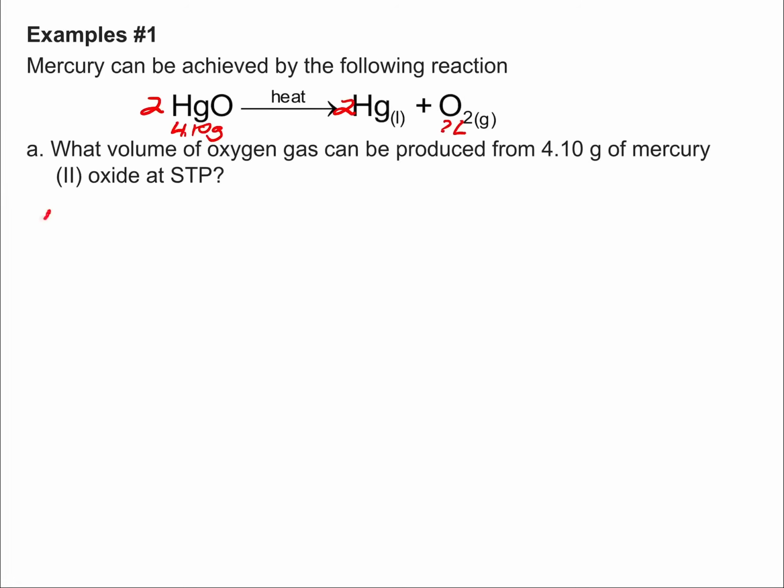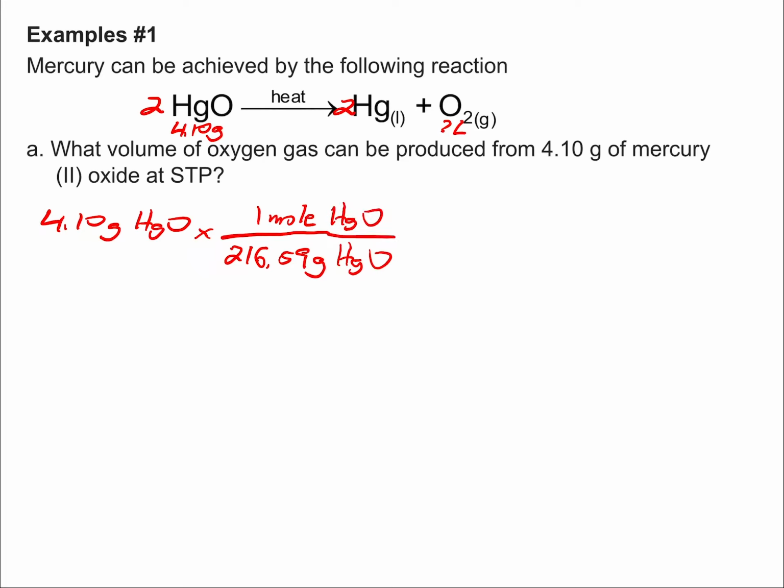So I have 4.10 grams of HgO, and I can convert that to moles. That means I've got to divide by the molar mass. I have to add up one mercury and one oxygen on the periodic table, and I get 216.59 grams of HgO, and that's equivalent to 1 mole. So that's my molar mass.